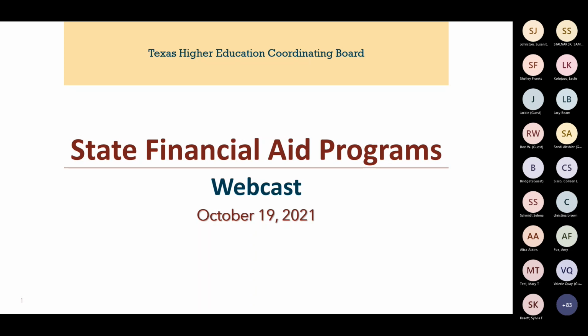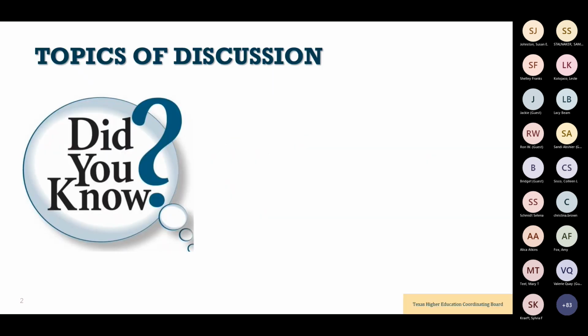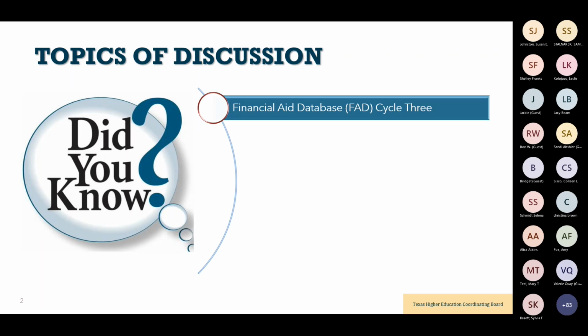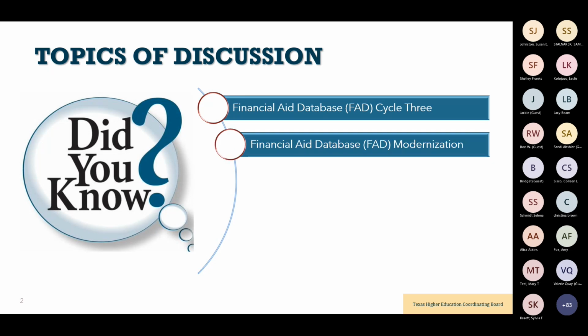Okay, so today we're going to be focusing on a few things. I'm going to toggle on over to my agenda here. This is more about, did you know that these things happened? We've been sending out different things here and there, and also we have a lot on FADs coming up. So the first thing I'm going to talk about today in a lot of detail is Financial Aid Database Cycle 3. From there, I'm going to give you a brief glimpse of our Financial Aid Database Modernization. You may or may not have heard of it.